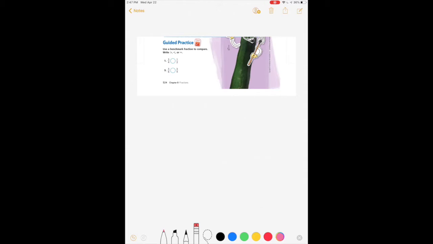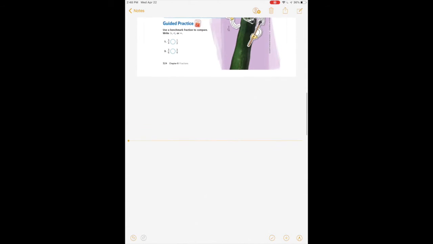It says use a benchmark fraction to compare. Write greater than, less than, or equal to. All right, so when we are using our benchmark fraction, we are always going to have 1/2. Lucky for us, 1/2 is one of the fractions we have to compare. So first I'm going to draw my number line for 1/2. And since the denominator is a 2, I need 2 equal pieces on my number line. And that's my 1/2.